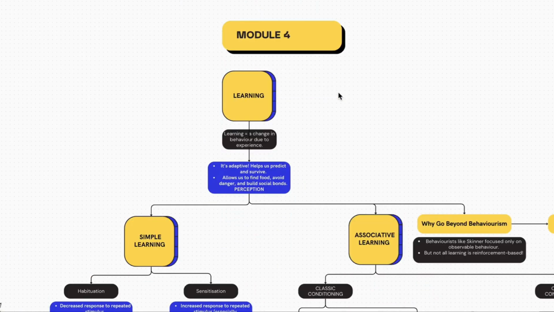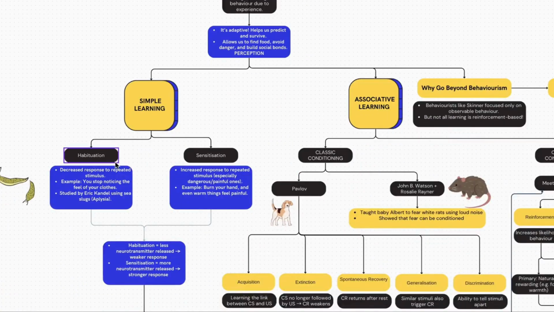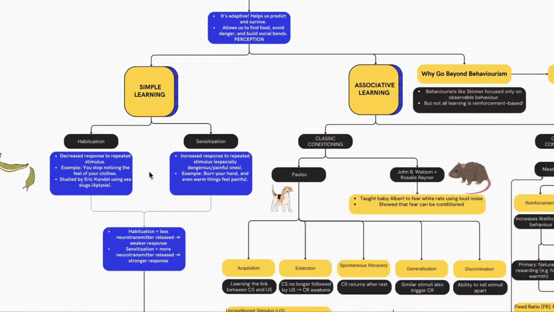Welcome to Module 4. We will learn about learning. Learning is a change in behavior due to experience. It's adaptive and helps us predict and survive. It allows us to find food, avoid danger, and build social bonds. There are two types of learning: simple learning and social learning.